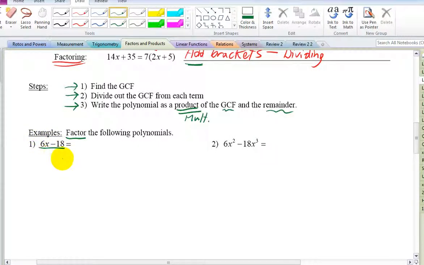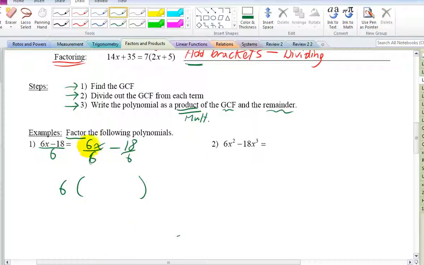Looking at your numbers, 6. So we can write that, like we learned last year in grade 9, as 6x divided by 6 and minus 18 divided by 6. Okay, so that's exactly what this division means. Each part is divided by 6. So we write it as 6, and our remainder goes in the brackets. So now you can divide and see what our remainder is.